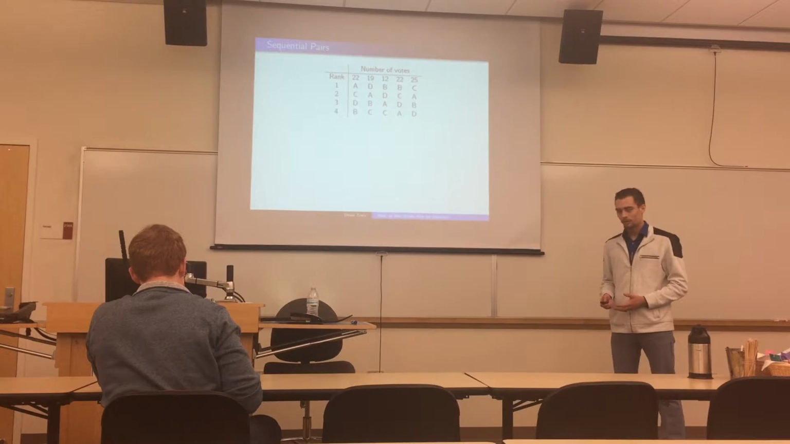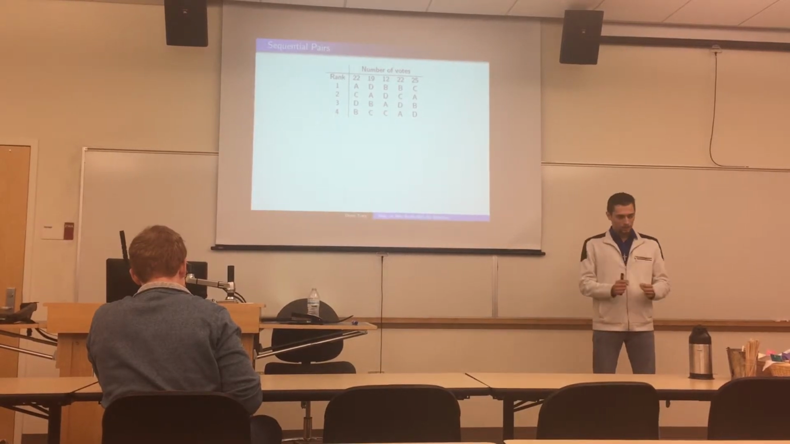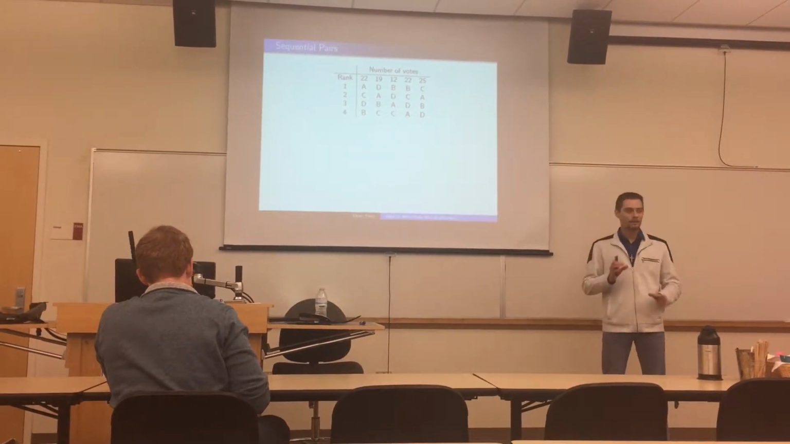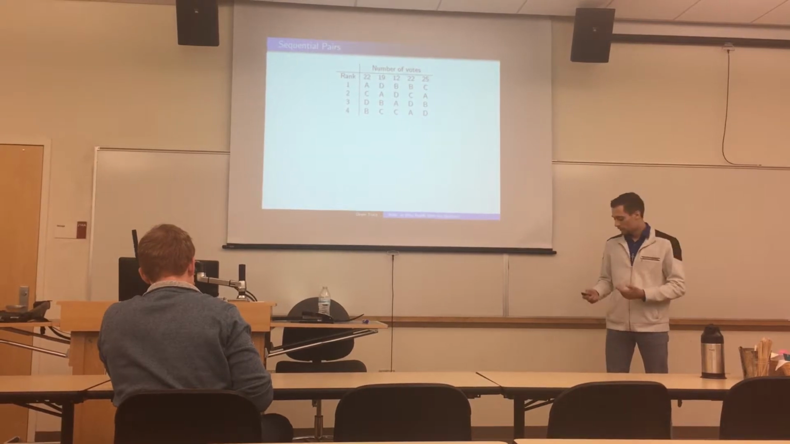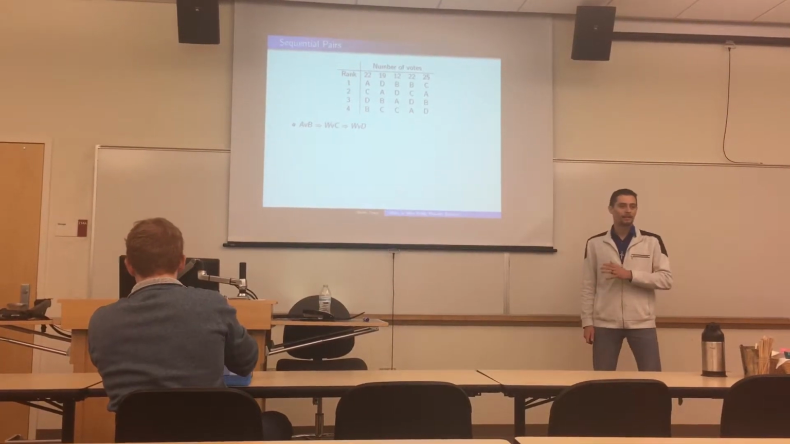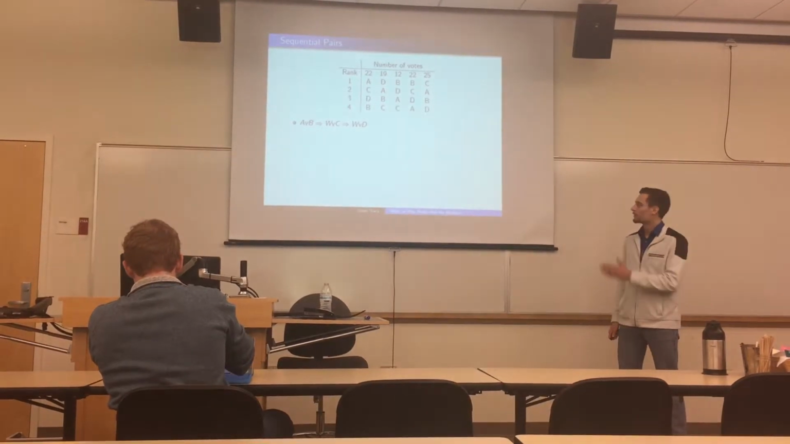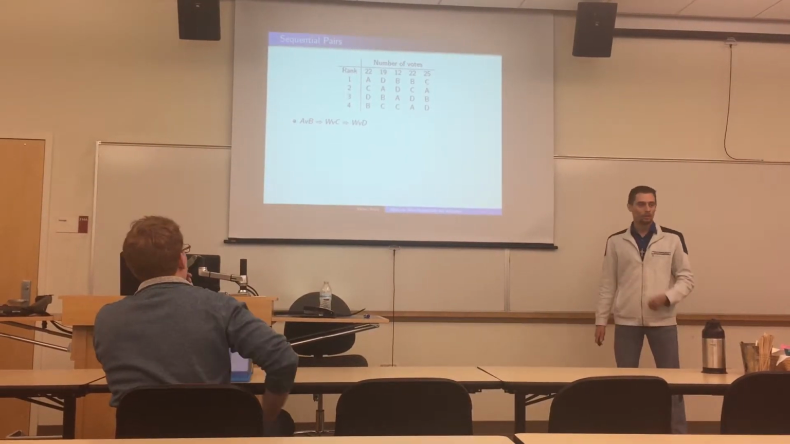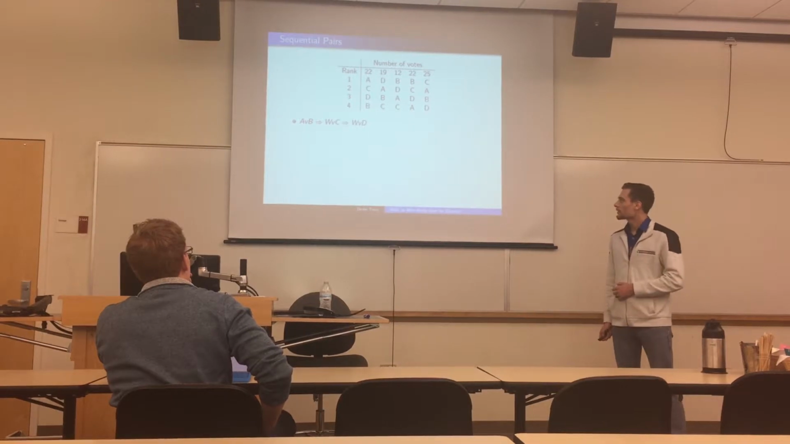Sequential pairs does something really interesting where they actually do a predetermined group of head-to-head comparisons between each candidate. So one might be candidate A versus candidate B, the winner versus candidate C, and the winner of that versus candidate D. And whoever wins the last head-to-head matchup is the winner. So let's go through that one.